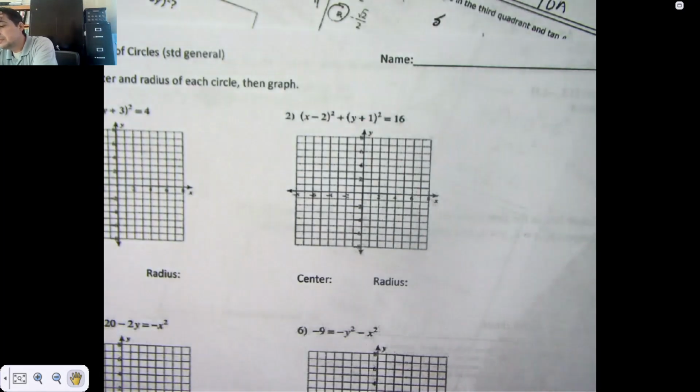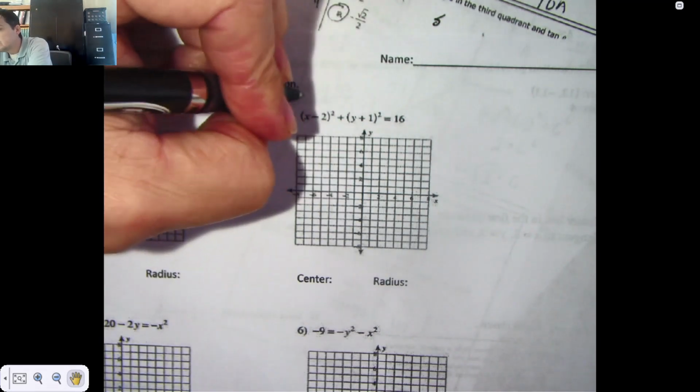So for those of you that missed instruction or whatever, we're paying attention to something else like my floor.